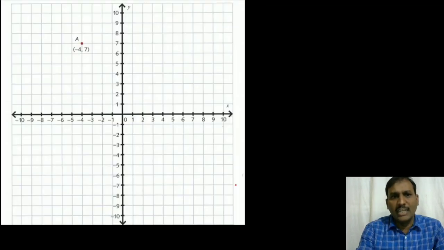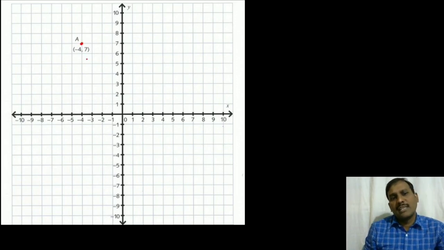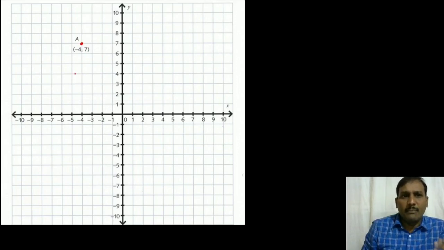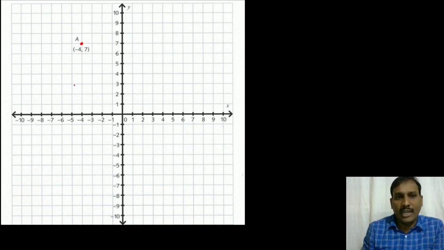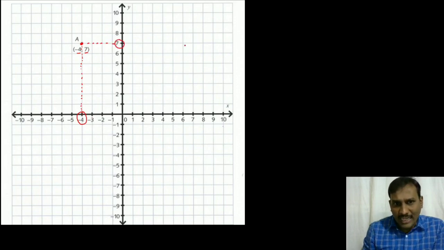So you take any point in this. Suppose you have a number here, -4 comma 7. How do you represent a point in the graph? How do you locate a point? Suppose this is -4 comma 7, meaning if you draw this vertically, it will be denoting -4 on the x-axis, and on the y-axis it is denoting 7. So you take any point.